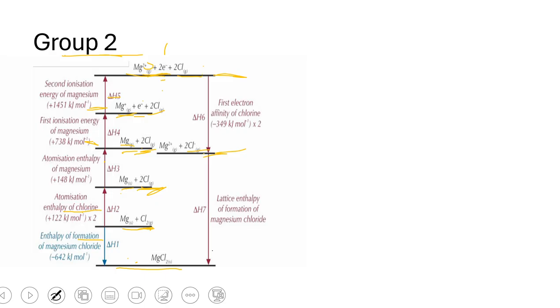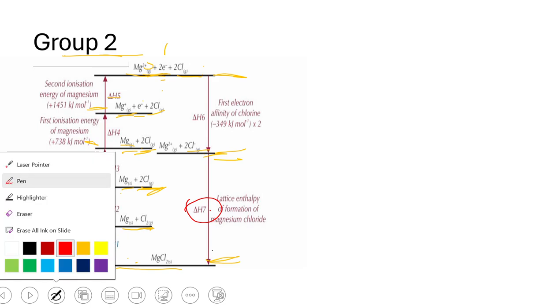So from the chlorine gas to the chlorine ion, Cl-, as we saw at first, it is the first electron affinity of chlorine. And from here to here is the lattice enthalpy of formation of magnesium. Since this value wasn't given, enthalpy change 7 wasn't given. For you to get this value, you must follow the arrow direction just like we did the first time.